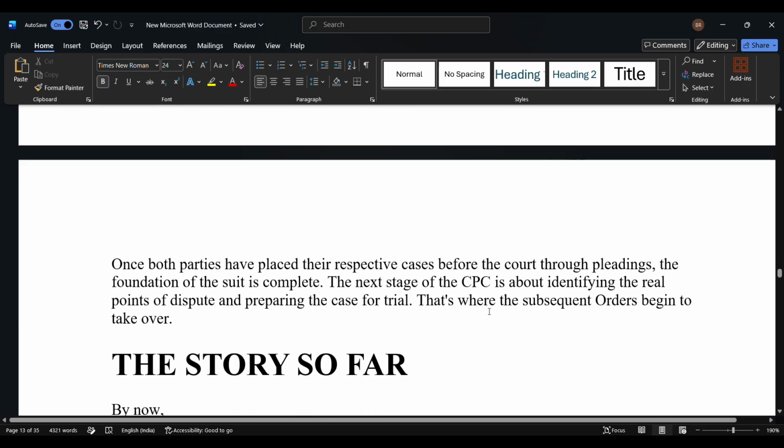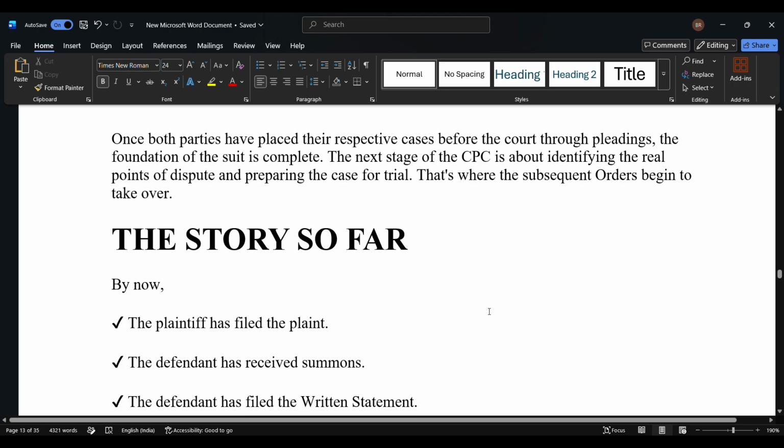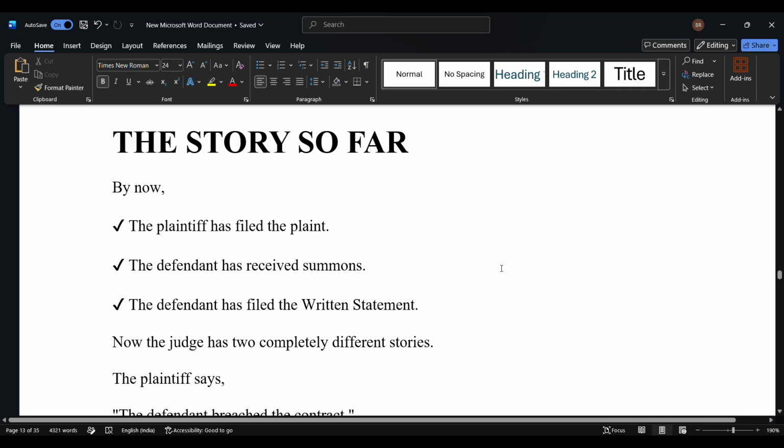Once both parties have placed their respective cases before the court through pleadings, the foundation of the suit is complete. The next stage of the CPC is about identifying the real points of dispute and preparing the case for trial. That's where the subsequent orders begin to take over. The story so far. By now, have you checkmarked the plaintiff has filed the plaint? Have you checkmarked the defendant has received summons? Have you checkmarked the defendant has filed the written statement?